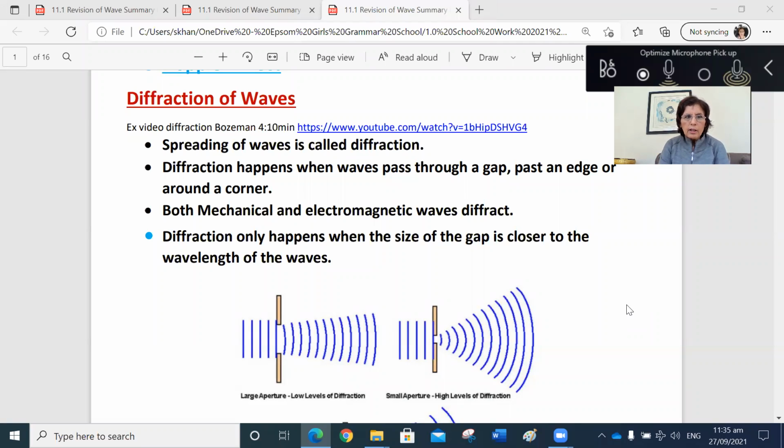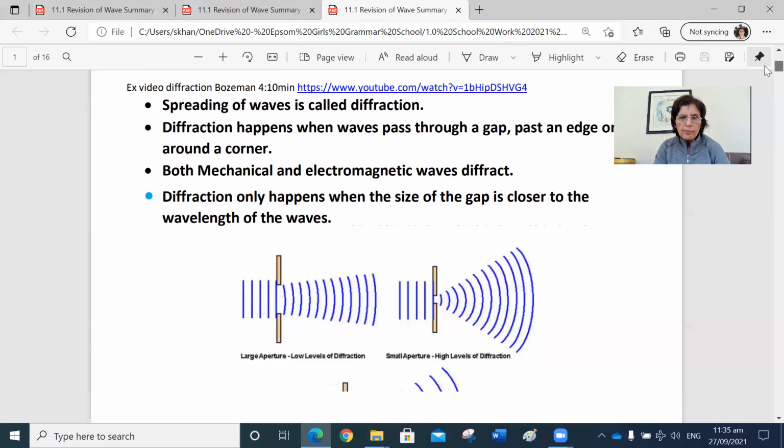Hello everyone. In this video, we are going to look at the diffraction of waves and then the interference of waves of a double slit and multiple slits, and the interference of white light through multiple slits. So let's look at diffraction first. Whenever waves pass through an obstruction or through a gap, straight waves will bend a little bit, and this bending is called diffraction.